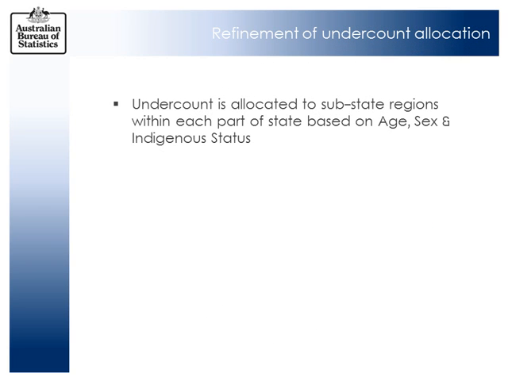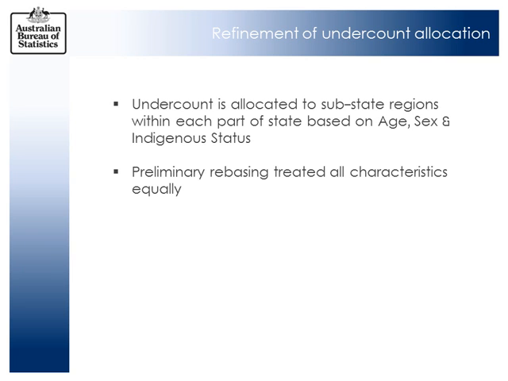The third and last change in final rebasing was due to the refinement of the undercount allocation. The undercount is distributed to SA2s based on age, sex, part of state, and Indigenous status. This means, for example, all 15-year-old Indigenous males living in Darwin effectively have the same undercount as each other.